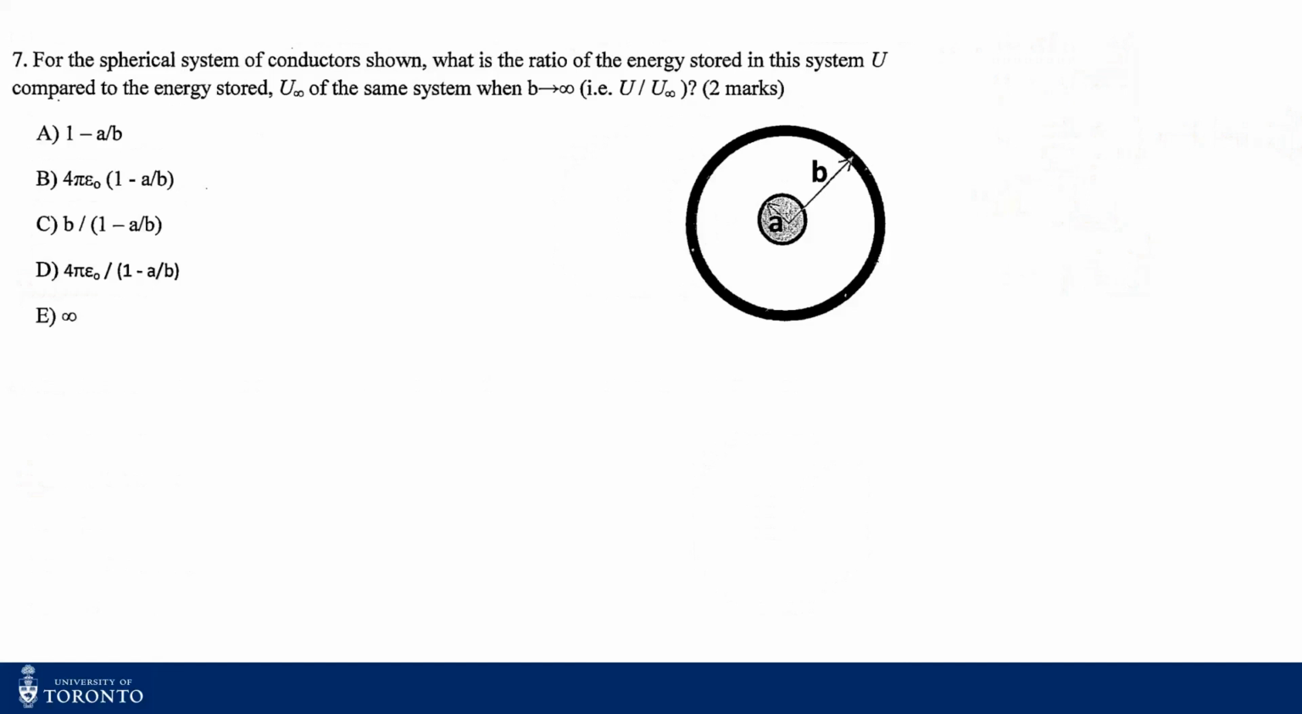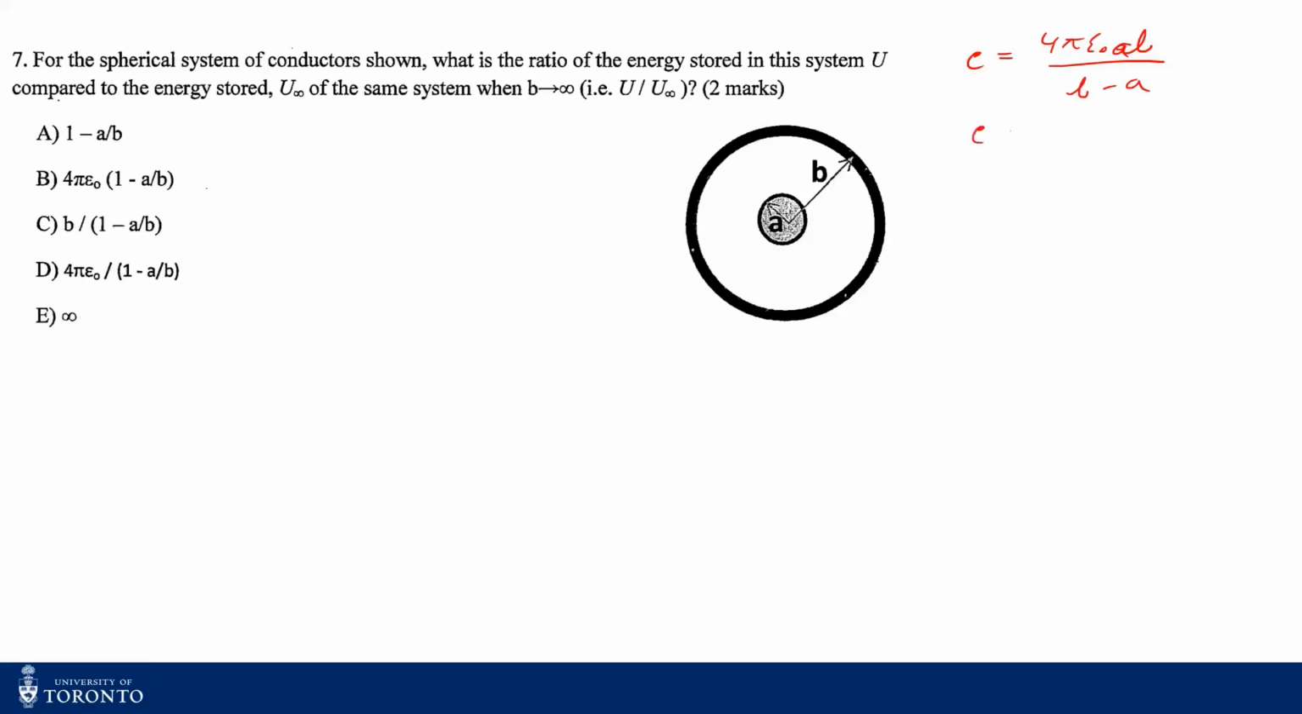Now for part number 7, you are asked to find the ratio of the energy stored in a two spherical conductor system compared to a system with a single spherical conductor. We know that our capacitance formula for a spherical conductor system is 4 pi epsilon naught a times b, divided by b minus a. For a single spherical conductor system, I'll assume that my b is moved to infinity, far away from the inner conductor a, so that it becomes a single conductor system.